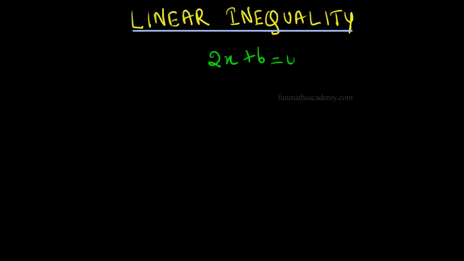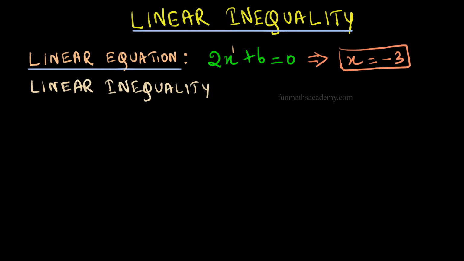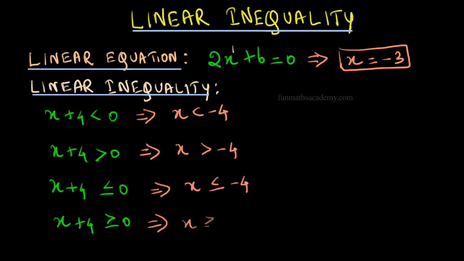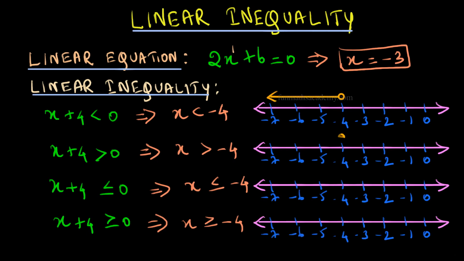When the highest power of the variable of an equation is 1, we call it a linear equation. By solving this equation, we can find the value of the unknown variable. In a linear inequality, instead of an equal to symbol, we will have less than, greater than, less than or equal to, or greater than or equal to. When we solve this inequality, we will not get just one solution for the unknown variable. We will get the solution as intervals, that is, we will get a range of solutions.